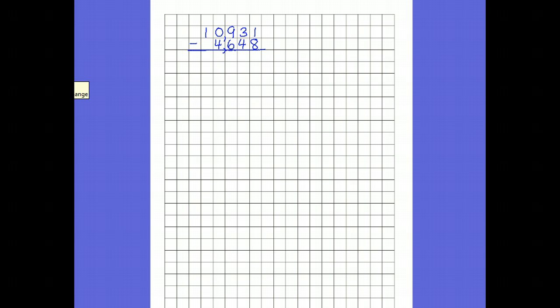So for example, we can't take 8 from 1. 1 is smaller than 8. So we're going to have to go over to the tens place next door, and we're going to have to borrow. So we're going to change this 3 to a 2, and this 1 now becomes a 10. 10 minus 8 gives us 2.